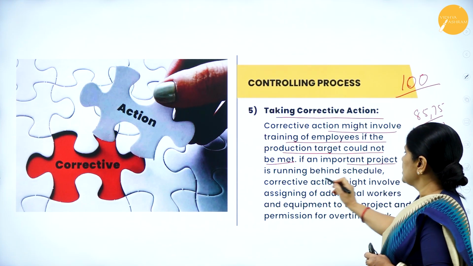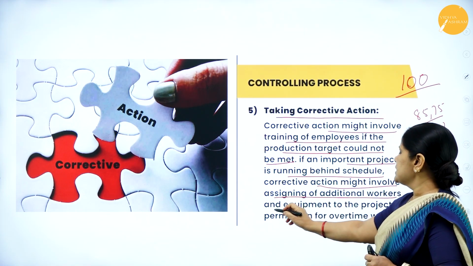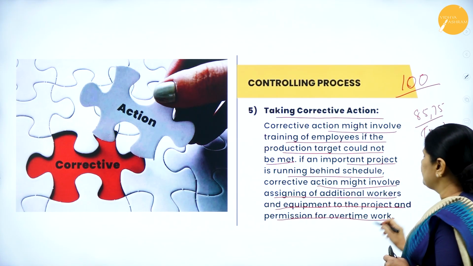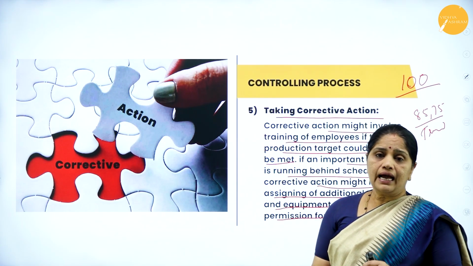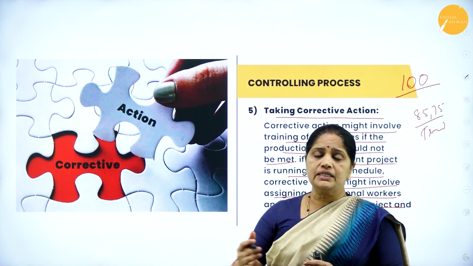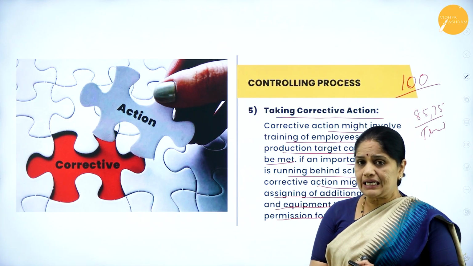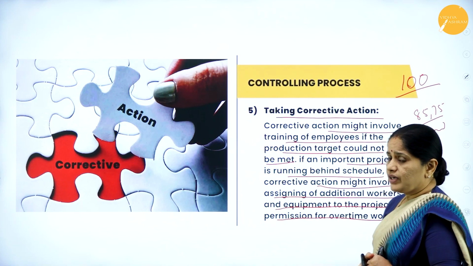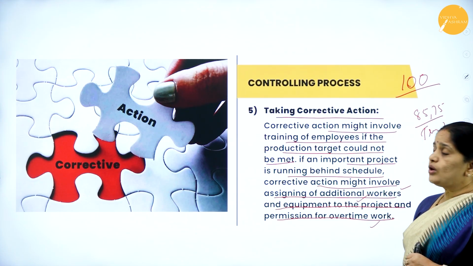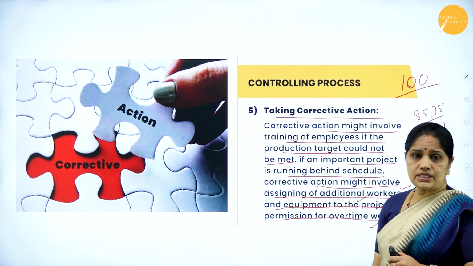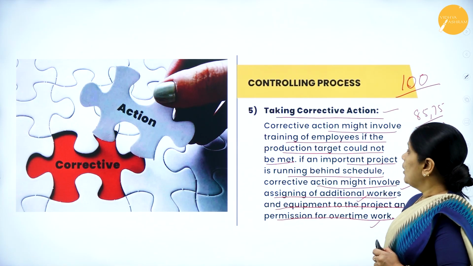If an important project is running behind schedule, corrective action might involve assigning additional workers and equipment to the project and permission for overtime work. So, if you have a project which has to be met within the deadline, and it is not able to keep up with the deadline, then you have to ensure that overtime work is done, and that more workers and additional equipment are given to the project, in order to reach the deadline. That will be the corrective action taken in order to meet the deadline of the organization.